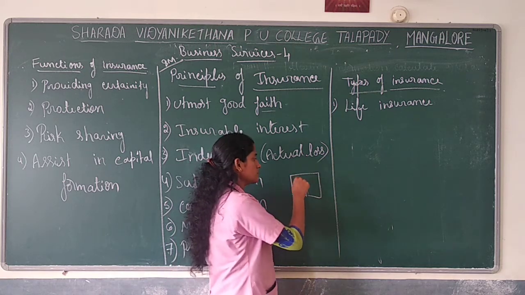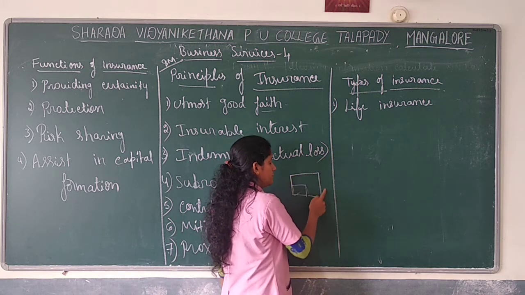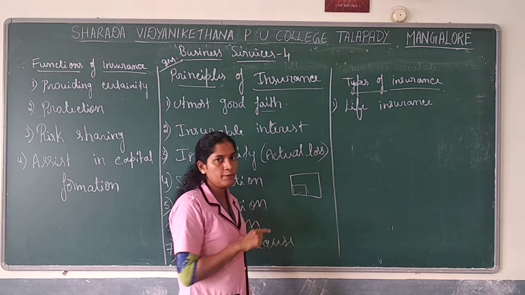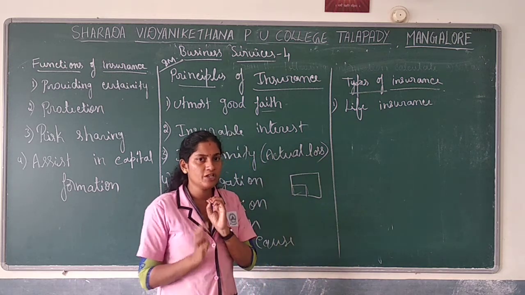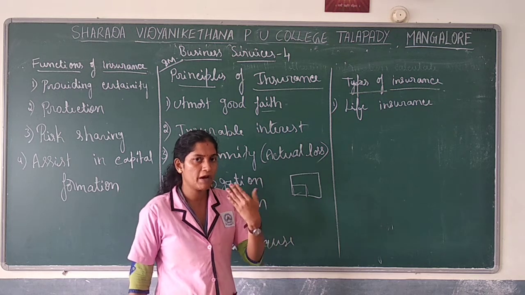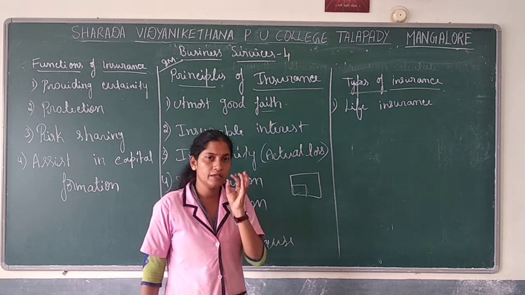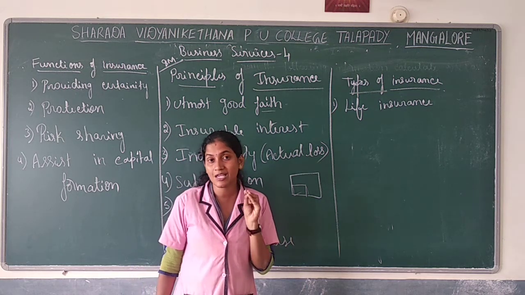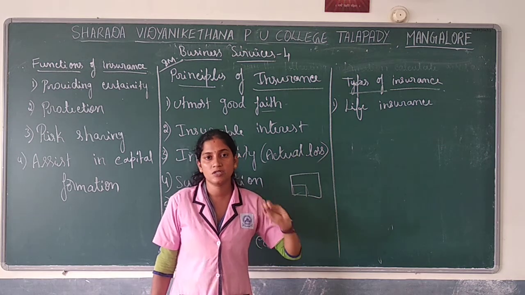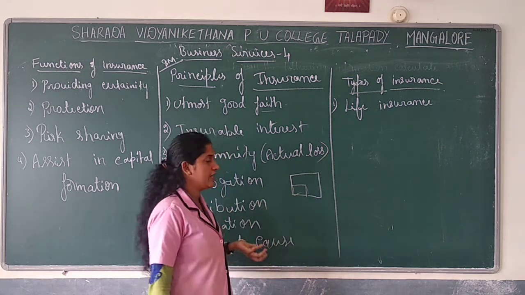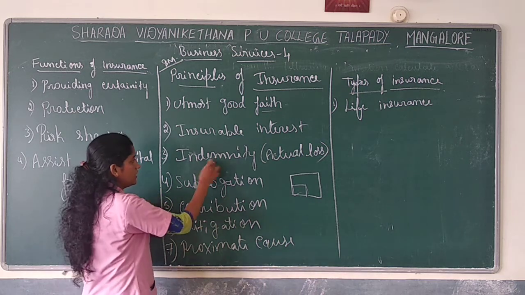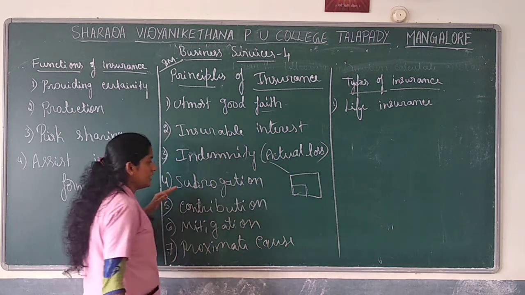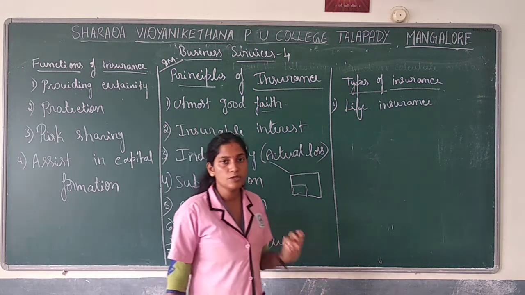So here what will happen if a person takes an insurance policy, if a part of the building is getting damaged, whatever loss he has incurred, only that loss is covered and not the entire loss. That is about indemnity. Next principle is subrogation.